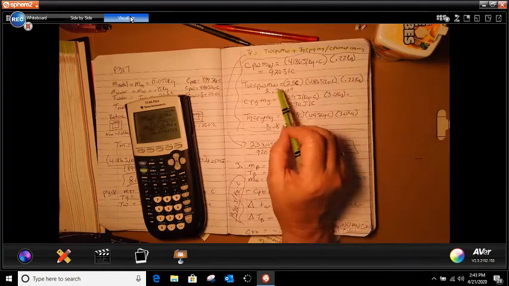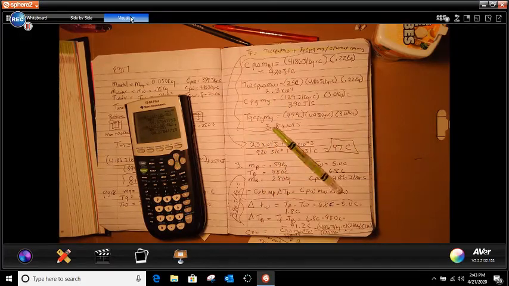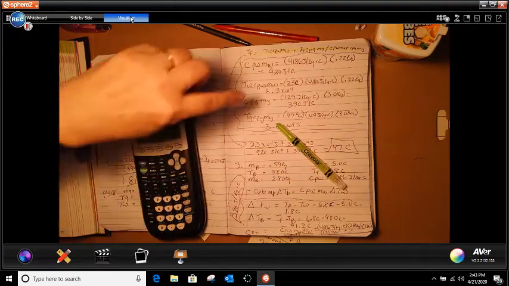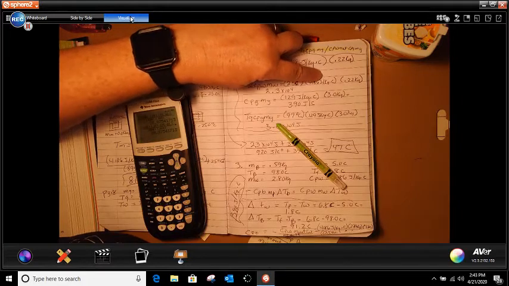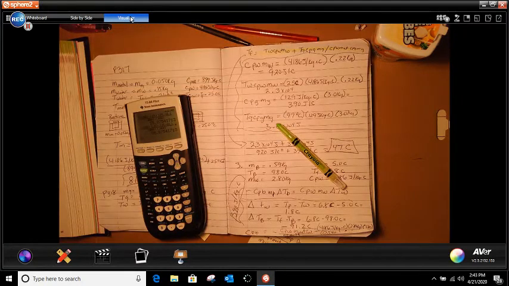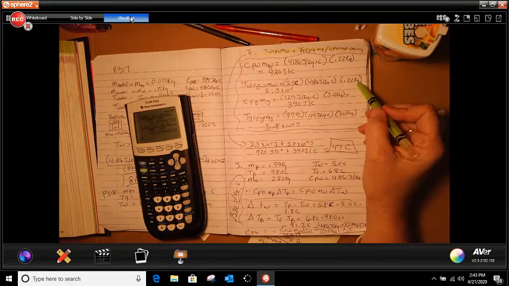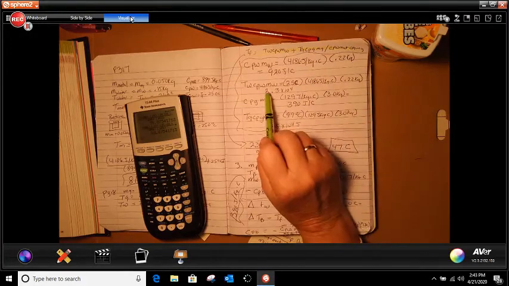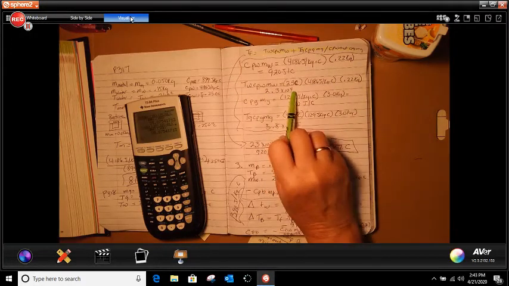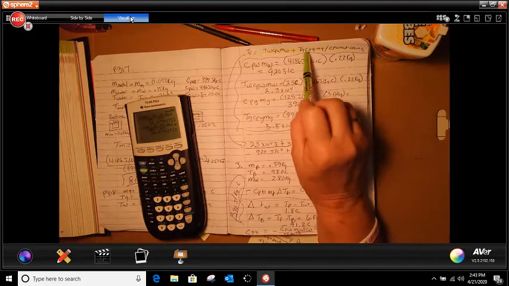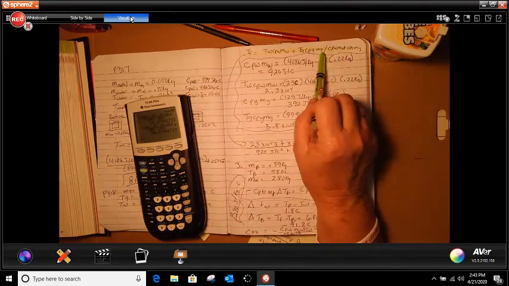So I'm going to take my 25 degrees Celsius and multiply that by my 4186 joules per kilogram Celsius, and I'm going to multiply that by 0.22 kilograms. Once I do that, I get 2.3 times 10 to the 4th power. Then I'm going to do the next section, which is this one here, c_p g m_g.